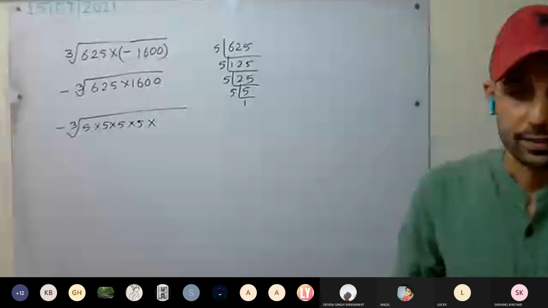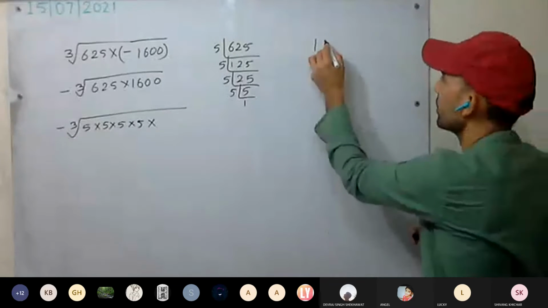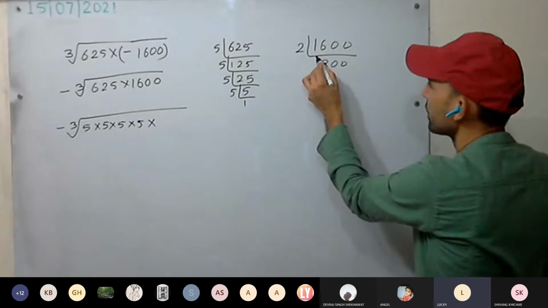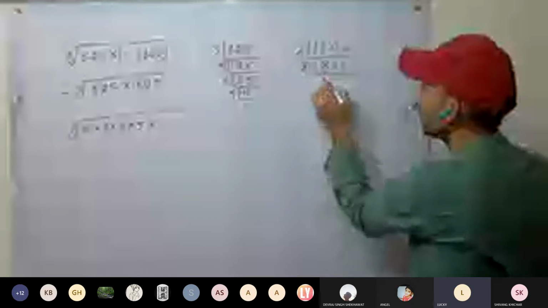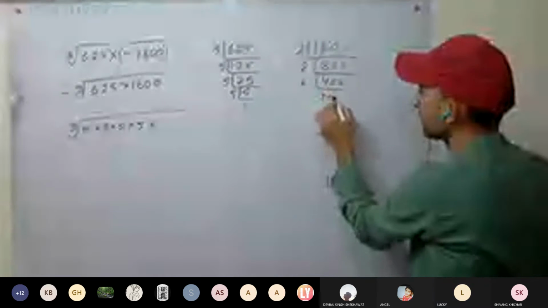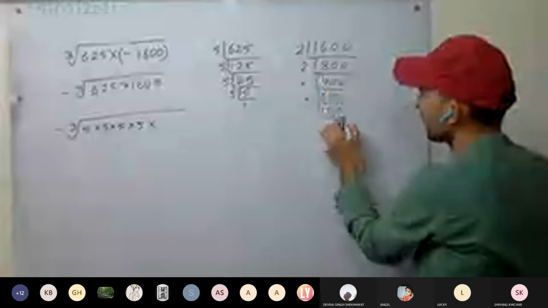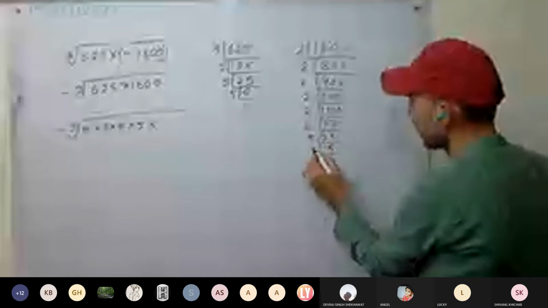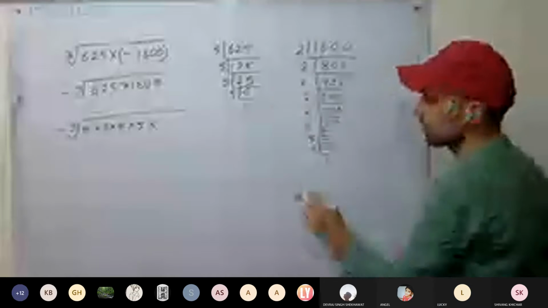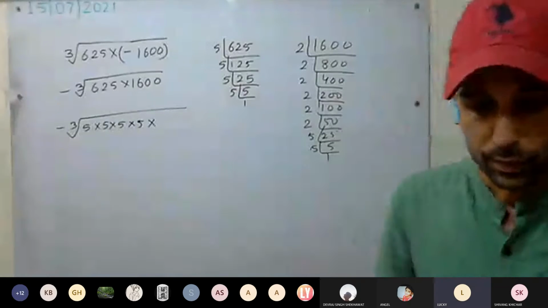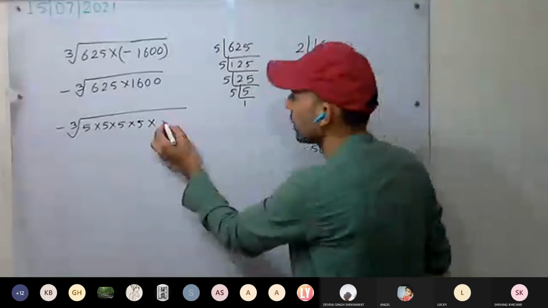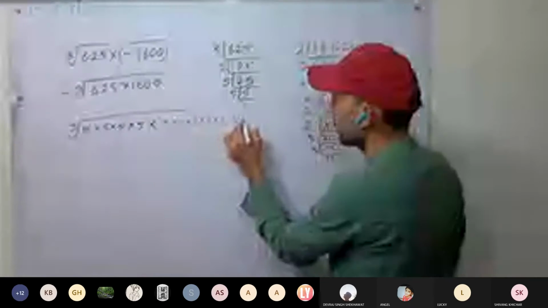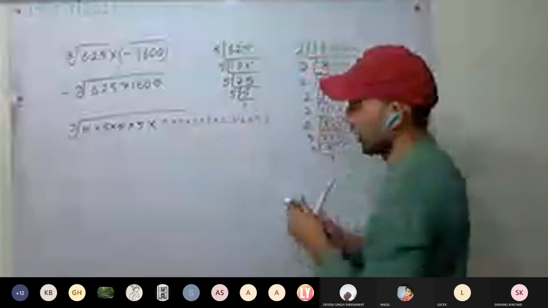Okay. 1600. 2, 800, 2, 400, 2, 200, 2, 100, 2, 50, 2, 25, 5, 5, 5, 1. So six 2s. Okay. Let's use the red one now. 2, 2, 2, 2, 2, 2, 5 into 5 into 5 into 5. Okay.